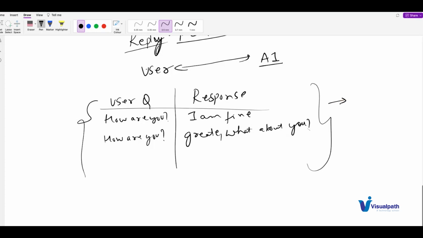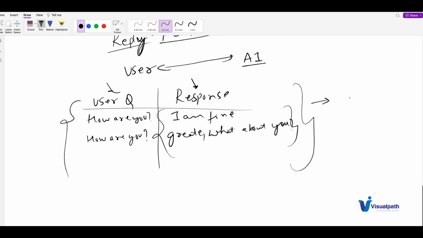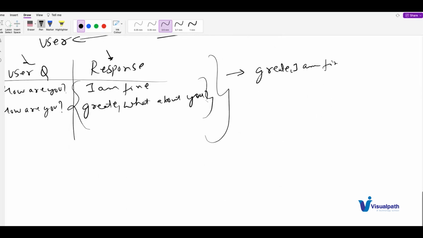So it understands that if I get this, I have to respond with this, or not exactly this, but as different variations of the same question, there are different responses for the same question. It learned from it, and now if you say how are you, it might say great, I am fine. It might reply this. Why is it replying so? Because it has learned it.